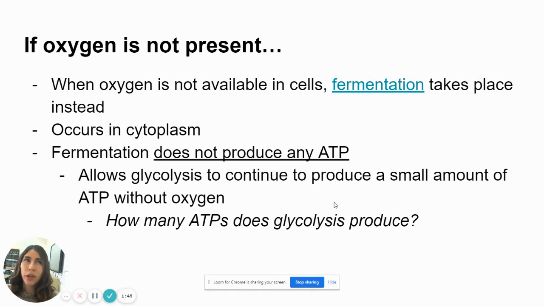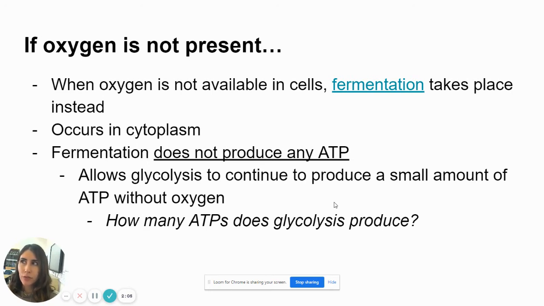So you might be wondering, okay, then what's the point? Why does fermentation take place if no energy is being produced? The main purpose of fermentation is to allow glycolysis to continue to happen. And if you remember, glycolysis does produce small amounts of ATP on its own.